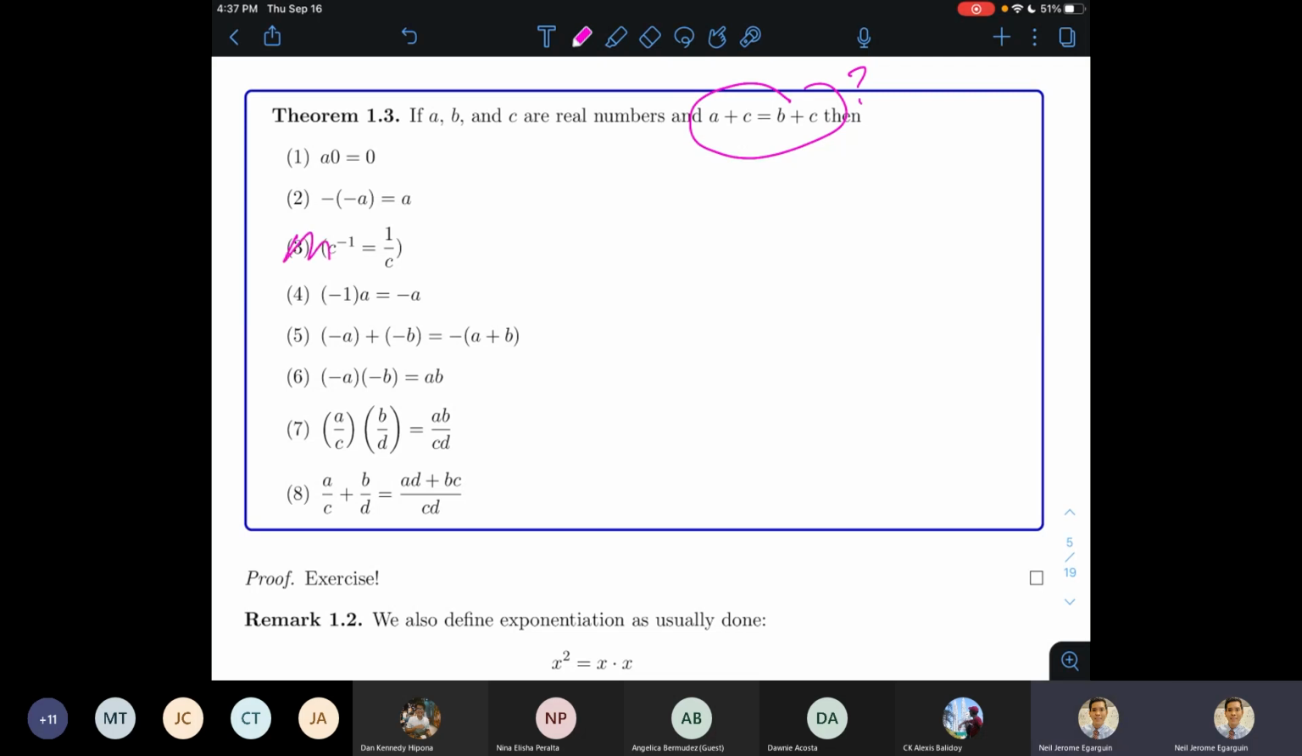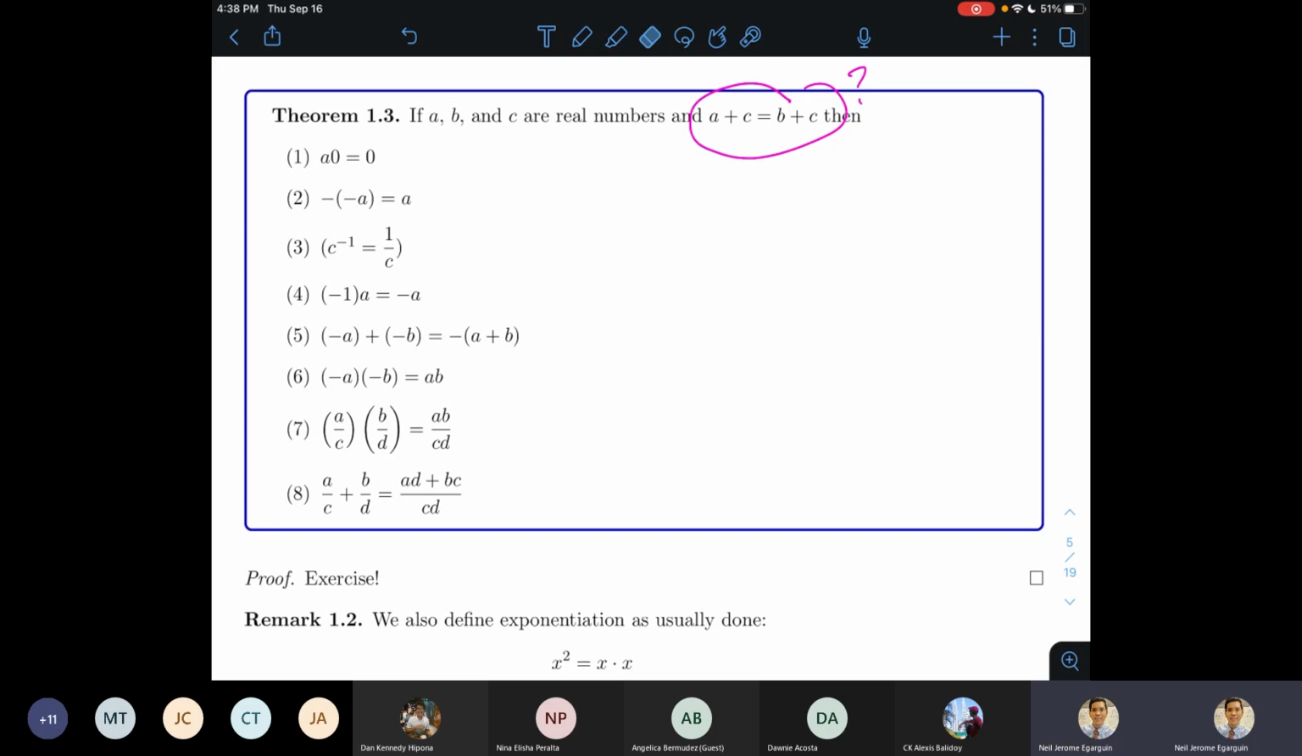Actually, kanina pinifigure out ko rin yung ibig sabihin ng number 3, but I don't seem to remember what that c to the negative 1 equals 1 over c means. Kasi di ba yung c to the negative 1, yan lang yung notation natin sa 1 over c. So yung theorem 1.3.3, parang restatement lang nung notation.